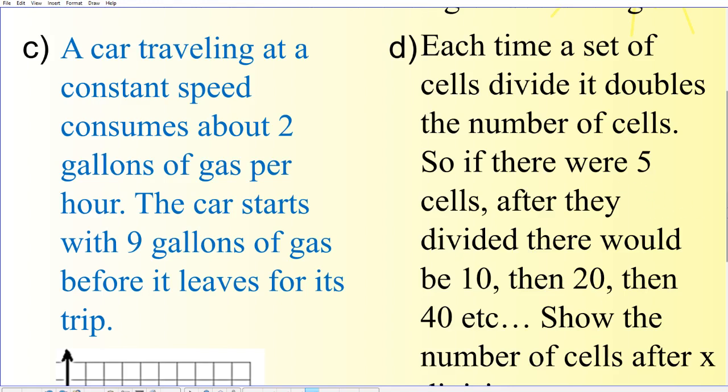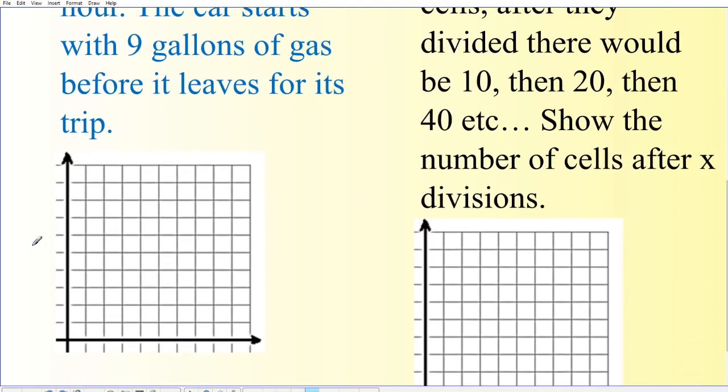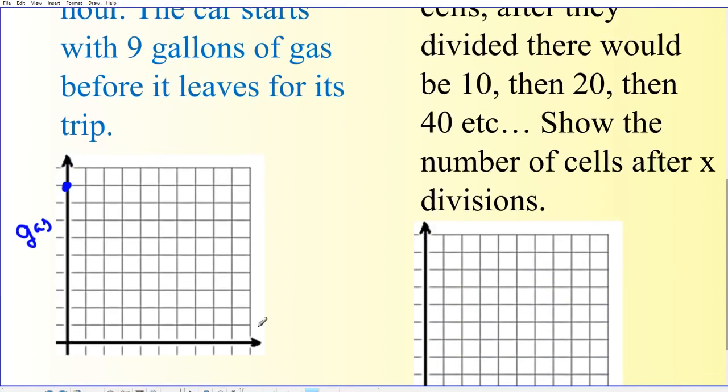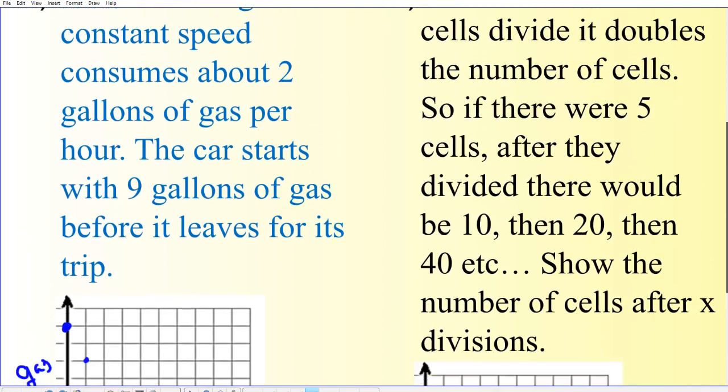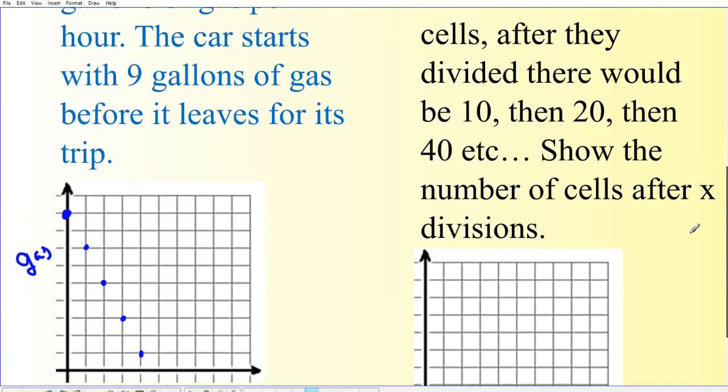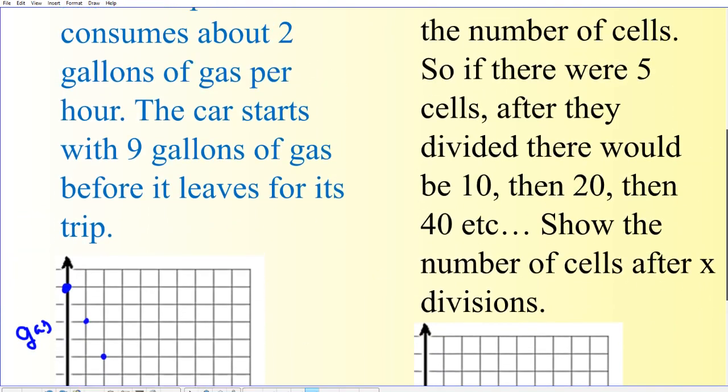Okay. So it says the car starts with 9 gallons of gas. 1, 2, 3, 4, 5, 6, 7, 8. There's my 9 gallons of gas. And then it says it uses about 2 gallons of gas per hour. So every hour it uses about 2 gallons. So 1 hour, 2 gallons is gone. Another hour, 2 gallons is gone. Another hour, 2 gallons is gone. So I think my graph, if I draw a line through it, represents what it's saying.